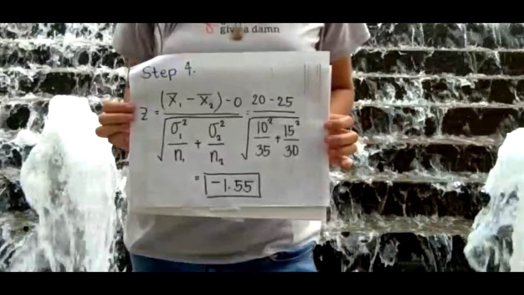Step 4. Compute for the z or t value. And since we are using the z-test, our formula would be mean sub 1 minus mean sub 2 minus 0 over the square root of standard deviation 1 squared divided by n sub 1 plus the standard deviation 2 squared divided by n sub 2. Substitute, it will become 20 minus 25 over the square root of 10 squared divided by 35 plus 15 squared divided by 30. And it will give us an answer of negative 1.55. Therefore, our z value is negative 1.55.